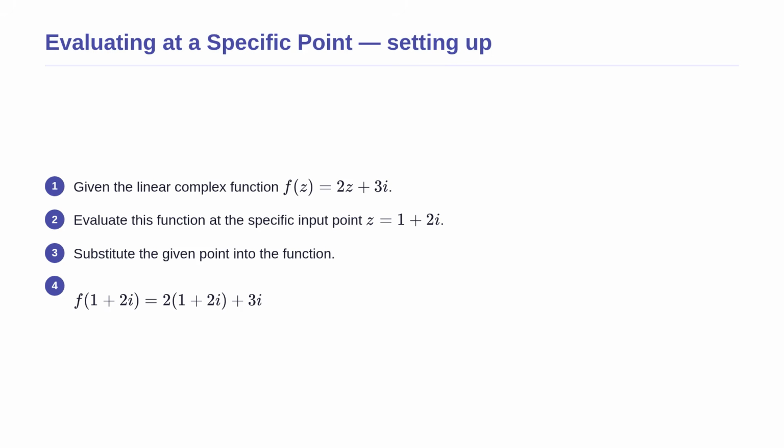Let us look at another example to see how this works with actual numbers. We are given a simple linear complex function defined as f of z equals 2z plus 3i. We need to evaluate this function at a specific input point located at z equals 1 plus 2i. This means we want to find out exactly where this specific point moves after passing through the function. We begin by plugging the given numerical value of the complex point directly into the function, wherever the variable appears. We place this entire complex number inside parentheses to ensure we multiply correctly.